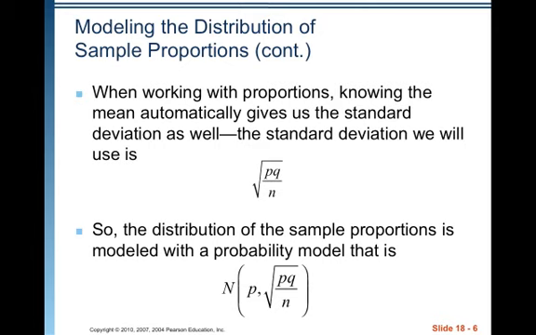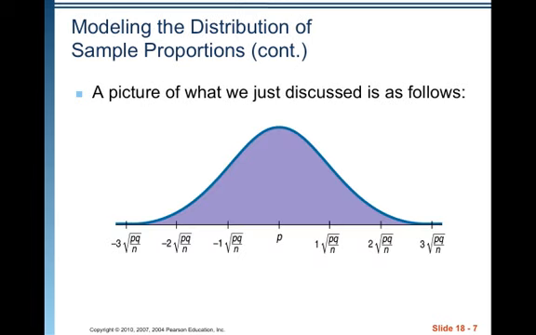So you need to know that. That's one of the things you need to memorize: the distribution of the sample proportions is modeled by a normal, mean of P, standard deviation of the square root of PQ over N. So here's a picture of what we just discussed.